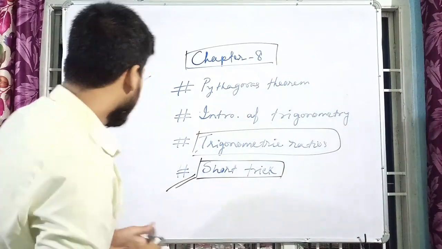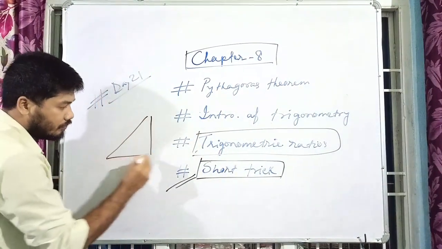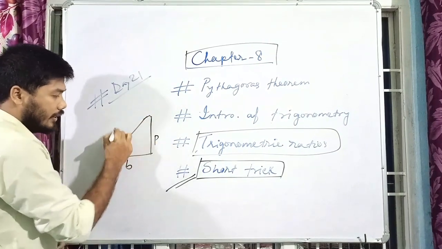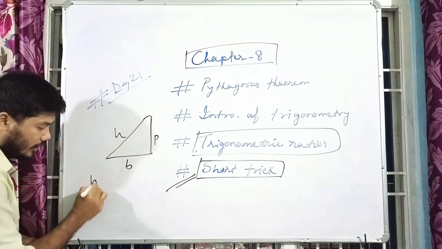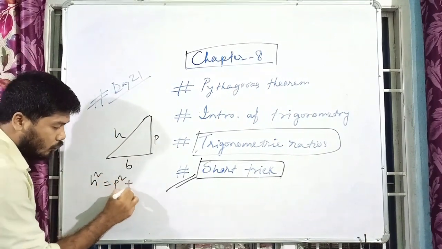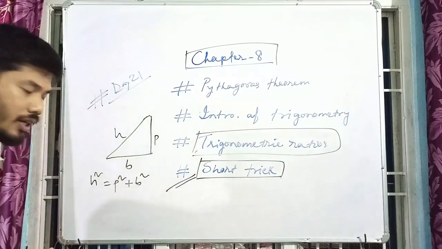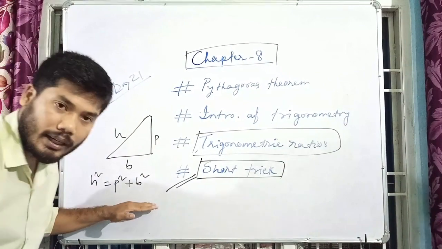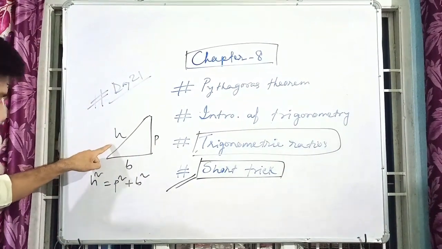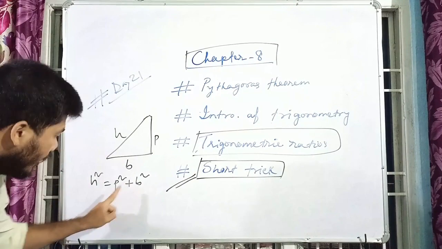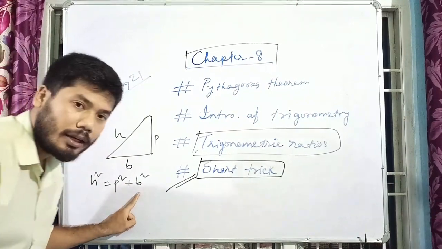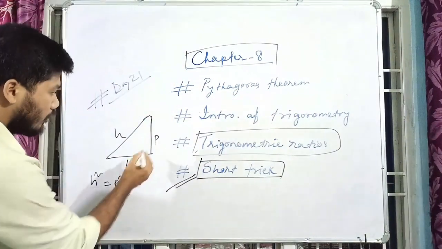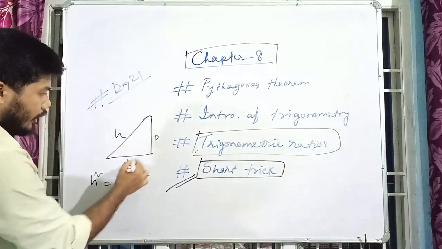What is Pythagoras theorem? If you have a right triangle, say this is your base, this is your perpendicular and this is your hypotenuse, then hypotenuse square is equal to perpendicular square plus base square. This is our Pythagoras theorem: the square of the hypotenuse is equal to the sum of the squares of the perpendicular and the base.